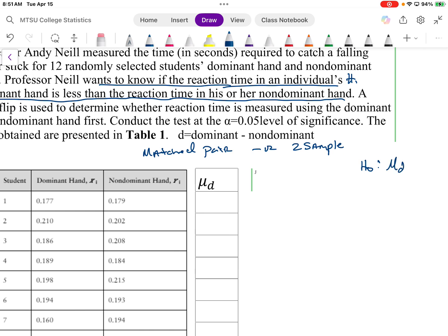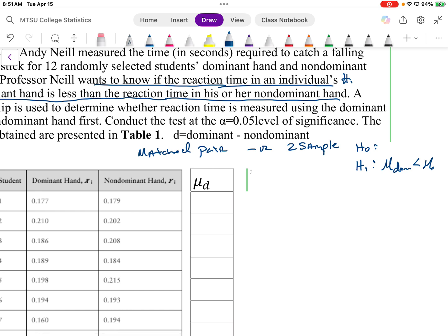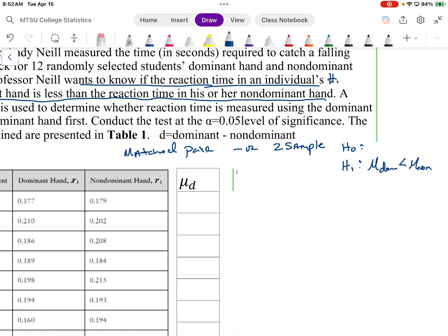The mean of the dominant, actually, hold on a second. This one's going to be easier to write, the alternative one first. So the mean of the dominant is less than the mean of the non-dominant. In the null hypothesis, we're always doing a statement of equality, and in this case, we're going to say that there's no difference. So is mu of the dominant equal to the mu of the non-dominant?